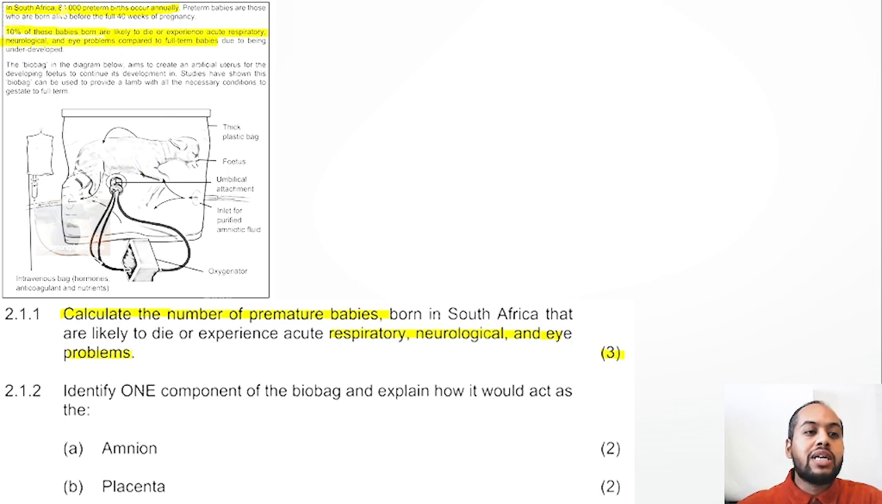But how many preterm births are there? There are 84,000. Therefore, to answer 2.1.1, we are taking 84,000 and we are simply calculating 10% of it. 10% is 10 out of 100, multiplying by 84,000. Type that in the calculator, and it will give you 8,400 babies. That is 3 marks for 2.1.1.